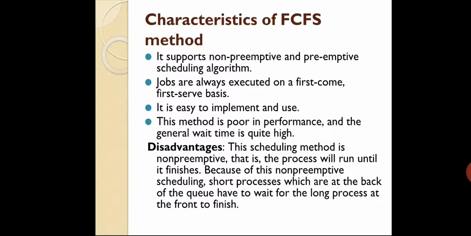In the same fashion, non-preemptive means it will never allow another process, whatever the priority or urgency. It will execute its own process first and terminate, and only then can anyone else access the CPU. It will never bother. This kind of algorithm is called non-preemptive. Because of this, short processes at the back of the queue have to wait for the long process at the front to finish.